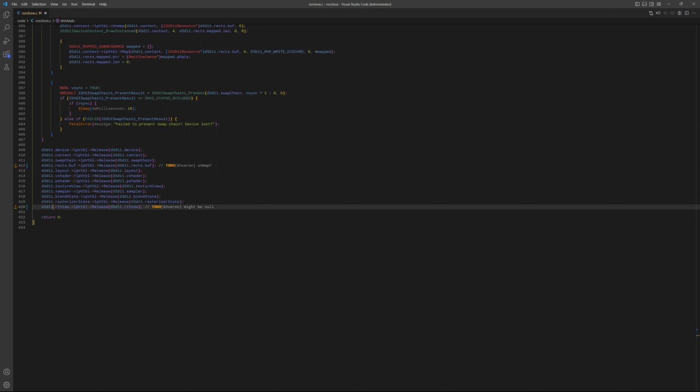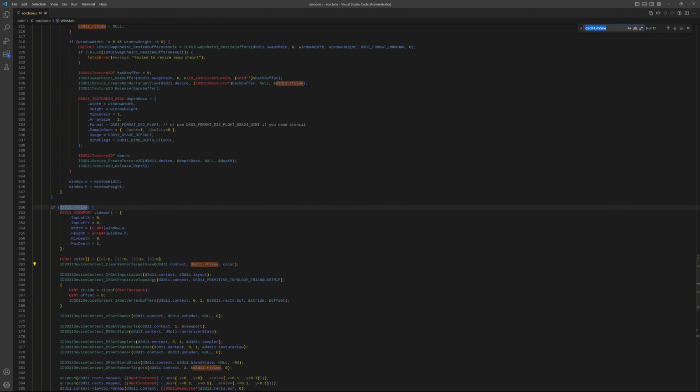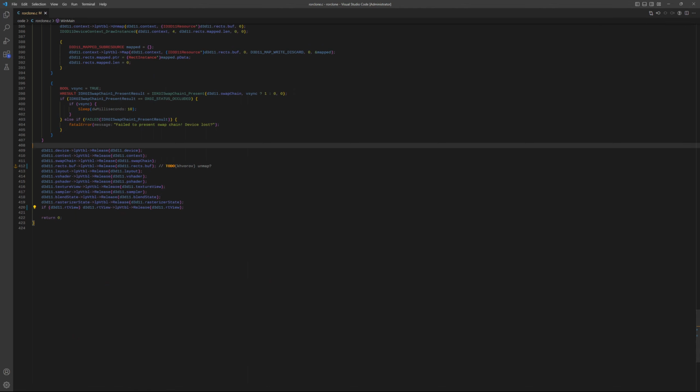Let's see. So first of all, we need to guard this thing because it might be null, because we're destroying it sometimes. If I remember right, yeah, right here we're setting it to null. So to avoid a null pointer dereference, let's just guard it.